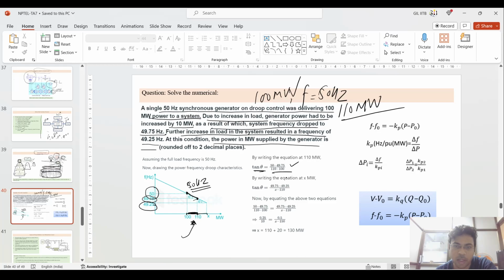So this tan theta is constant, that is, 50 minus 49.75 divided by 110 minus 100. And further down, if the amount reaches x, it is also being constant: 49.75 minus 49.25 over x minus 110, the same tan theta.